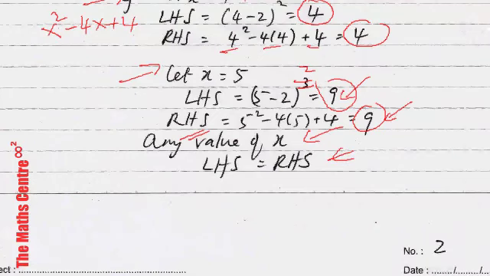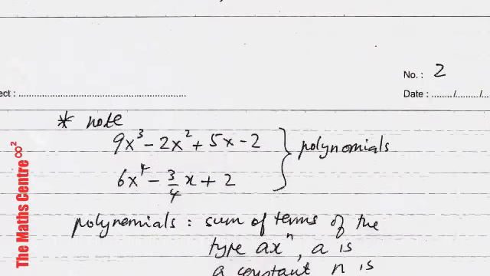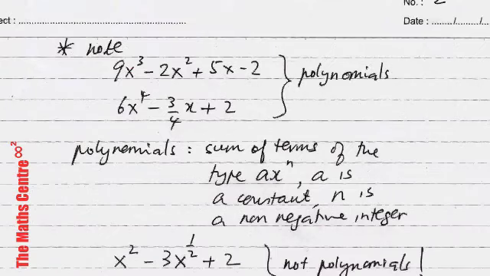Now let's talk about polynomials. And what is a polynomial? A polynomial is a sum of terms of the type ax to the power of n, where a is a constant and n is a non-negative integer. So we have an example here, 9x cubed minus 2x squared plus 5x minus 2, and I have 6x to the power of 4 minus 3 over 4x plus 2.